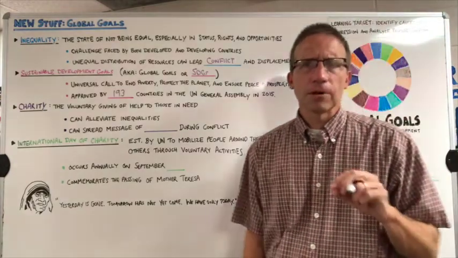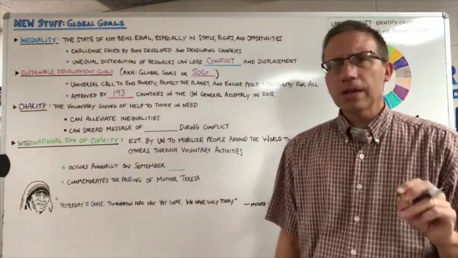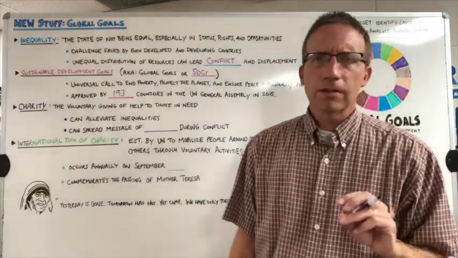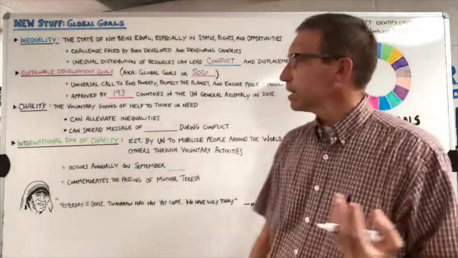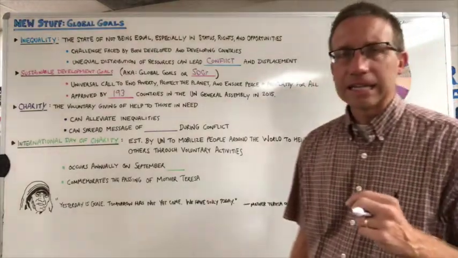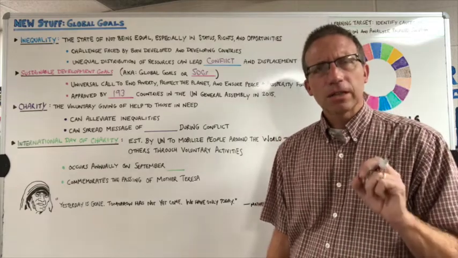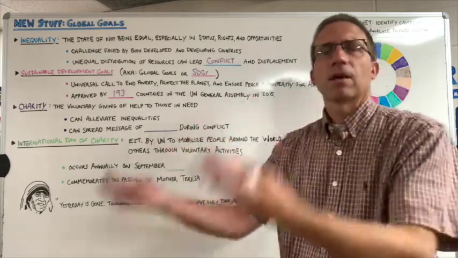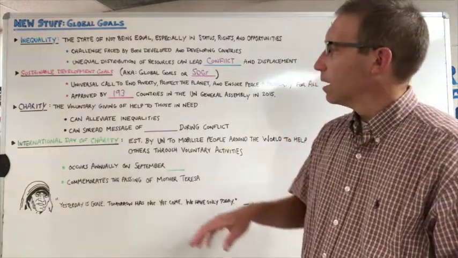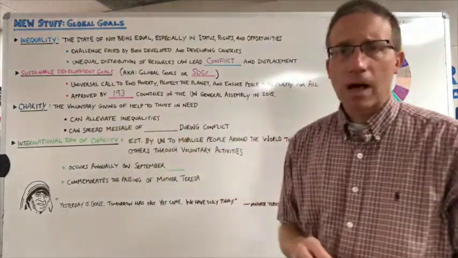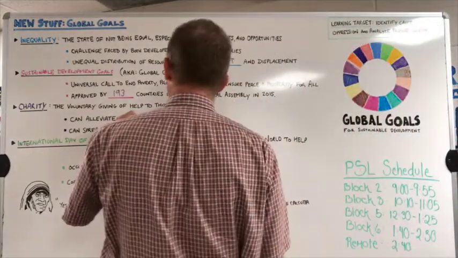We're going to spend some time during class today looking at those goals through a little activity. But before we do that, I also want to give you 2 more definitions. The next term is charity, which a lot of times people think of as the voluntary giving of help to those in need. And unfortunately, people have the misperception that it's just wealthy people giving their excess wealth to those in need. Truth be told, we all can be charitable. Charity can alleviate inequalities, and it can spread a message of humanity during times of conflict.